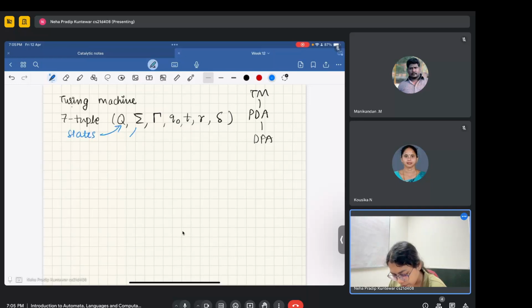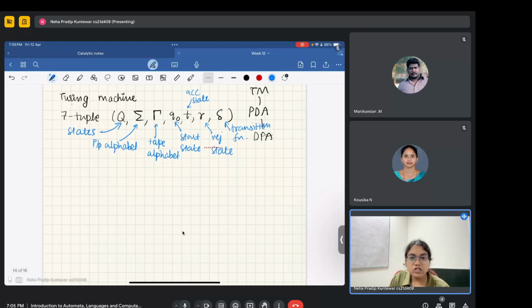So this is the set of states, this is the input alphabet, then you have the tape alphabet, this is your start state, this is the accept state, this is the reject state, and this is the transition function. The transition function is a function from the set of states cross input alphabet. It tells you which state to go to, what to write on the tape, and whether to move to the left or to the right.